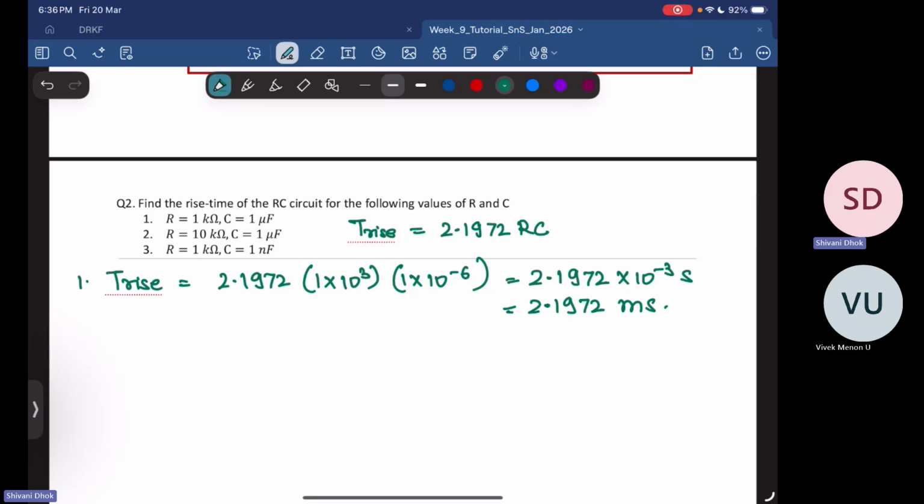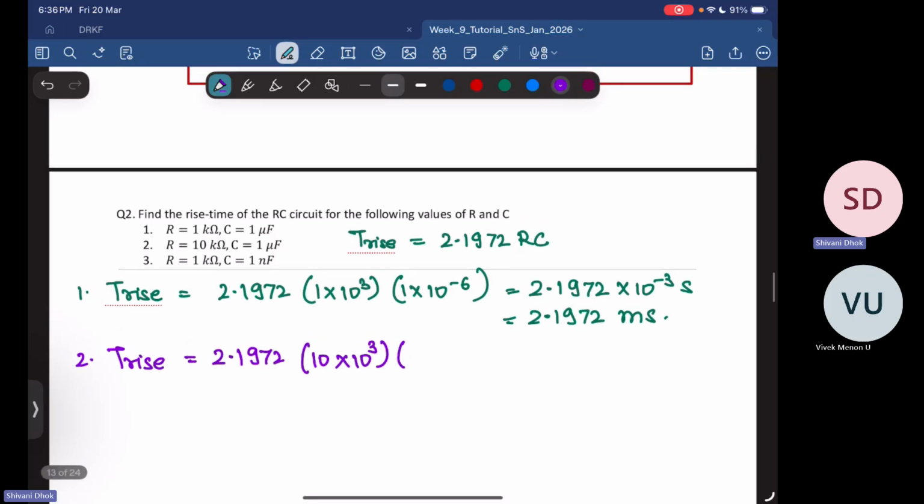This is for the first set of combinations. Similarly, you have the second set for which the T rise is given by 2.1972 into what is the value of your R? The value of your R is 10 kilo ohms. So you have a higher resistance, and the value of your capacitor is the same, that is 1 microfarad.